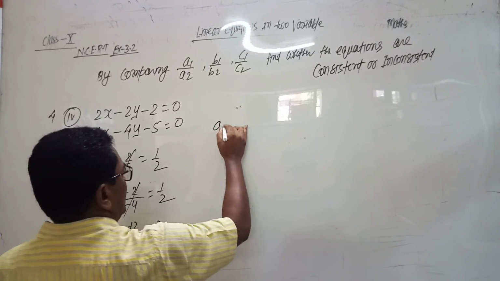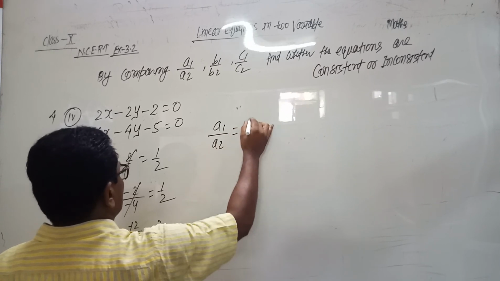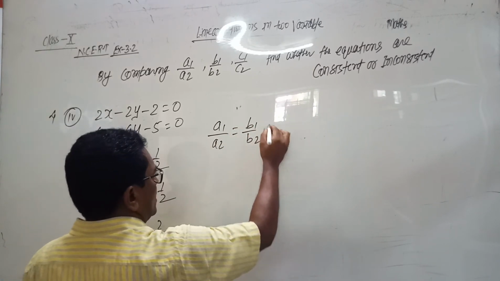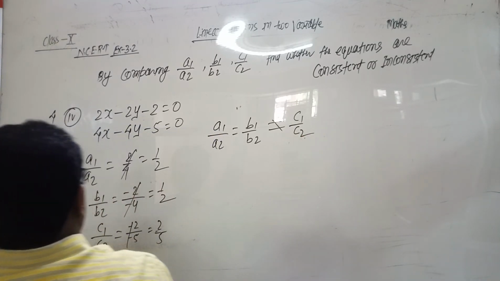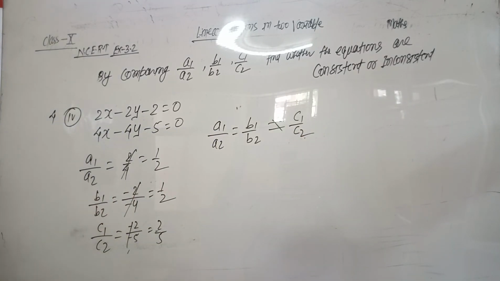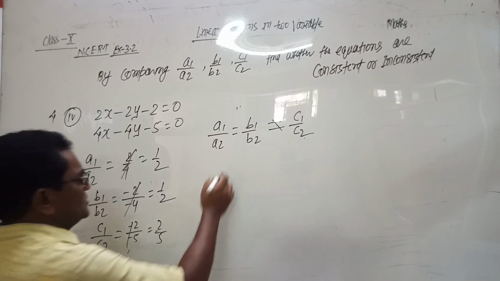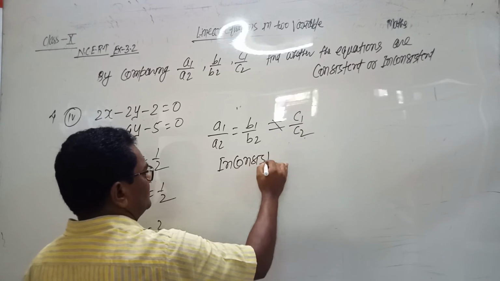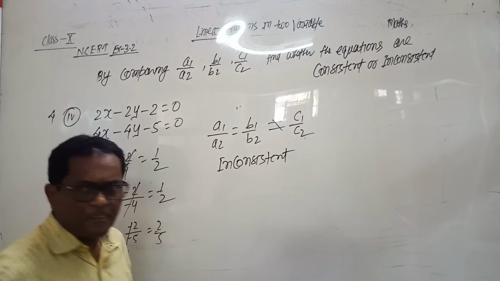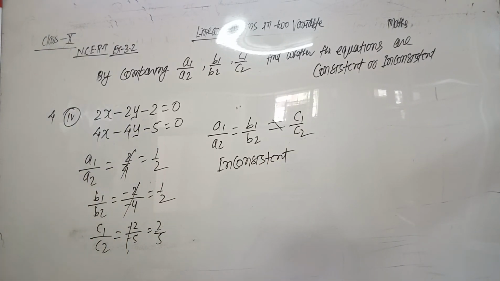So a1 by a2 equals b1 by b2 is not equal to c1 by c2. And we have to say whether it is consistent or inconsistent. So this is the case of parallel lines and inconsistent. This is inconsistent. Now question number 3.